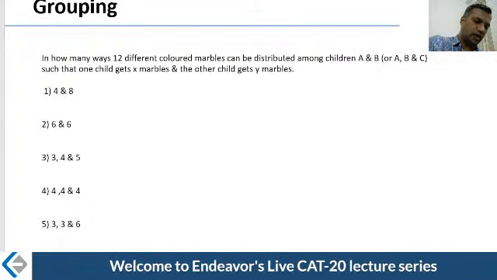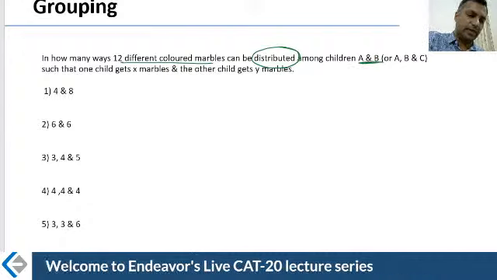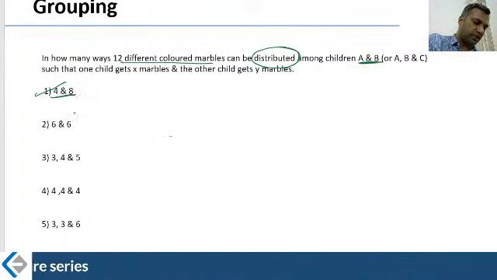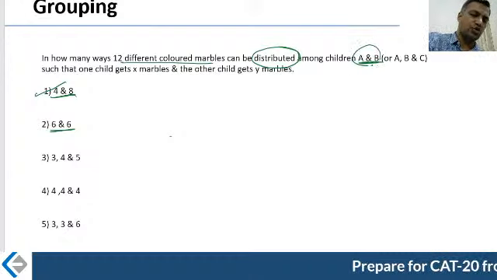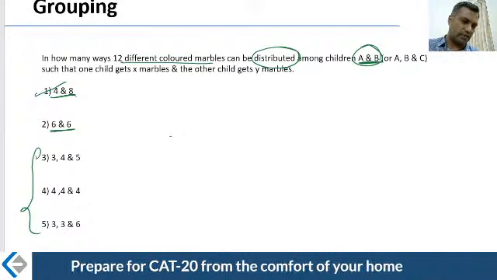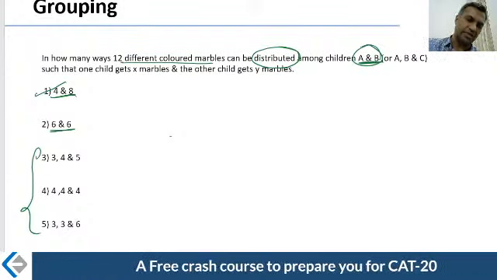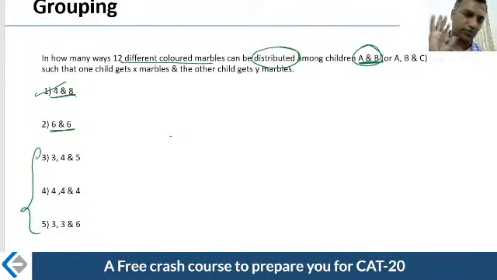What is it here? 12 different colored marbles are distributed. I am saying, don't keep them with you, give them to somebody else. Distributed among children A and B, which means whenever two groups are there, assume A and B are the two kids to whom you are distributing. Sometimes three kids are there, A, B, C, because instead of making separate questions, I squeezed all the concepts into one question. In the exam, you will have only one question. Therefore, there is no worry.